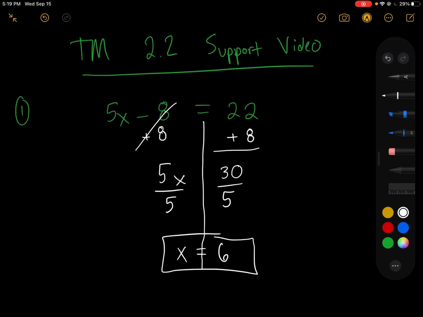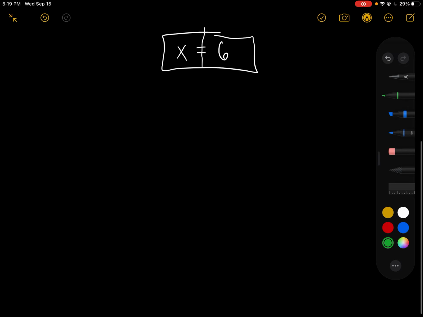So for this question, no tricks here. Just a reminder to make sure we are always doing the same thing on both sides, using those inverse operations to get to where we need to go. Next, question 2.